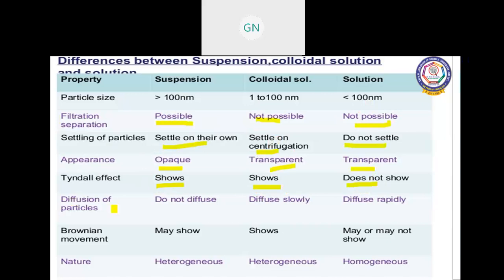Diffusion of particles: a suspension does not diffuse, a colloid diffuses slowly, and a true solution diffuses rapidly. Brownian movement: a suspension may show it, a colloidal solution shows it, but a true solution may or may not show it. Nature: a suspension is heterogeneous, a colloid is heterogeneous, and a true solution is homogeneous. It is completely mixed together, so it is homogeneous.